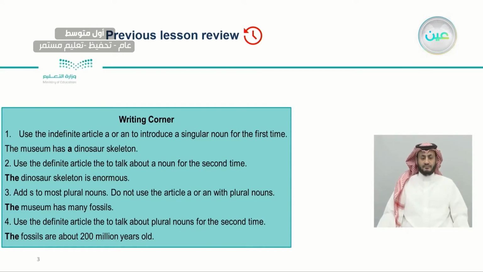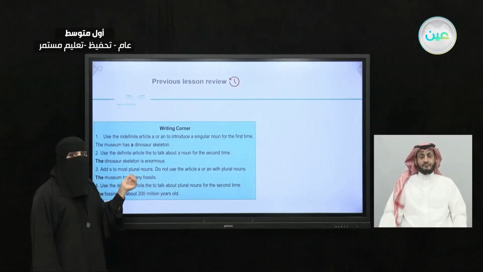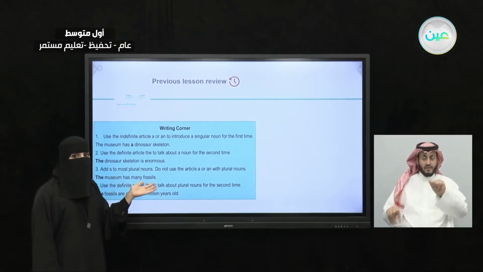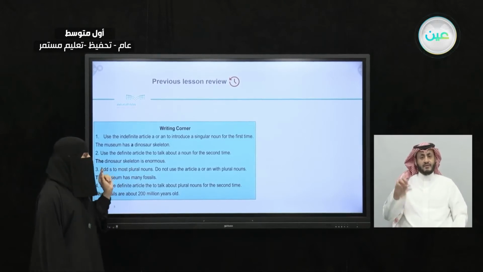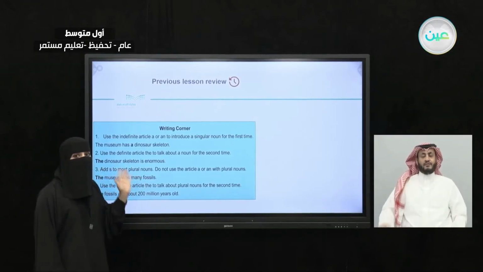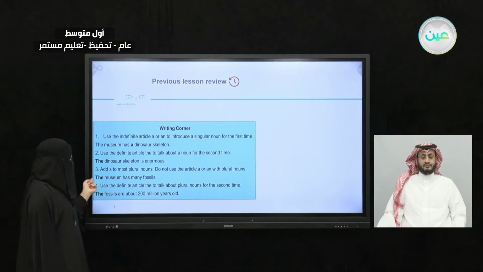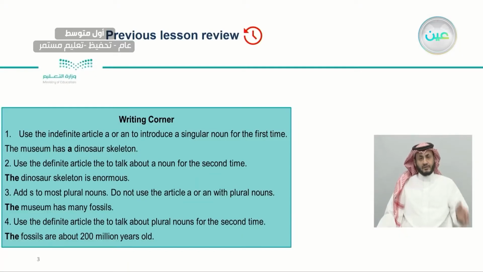Okay. Also, we add s to most plural nouns. Okay. Don't use the article a or an with plural nouns. You can't say an airplanes. Totally wrong. An airplane with a singular noun, or airplanes alone without a or an. Look at this sentence. The museum has many fossils. Look at the S right here. That means it's two or more.